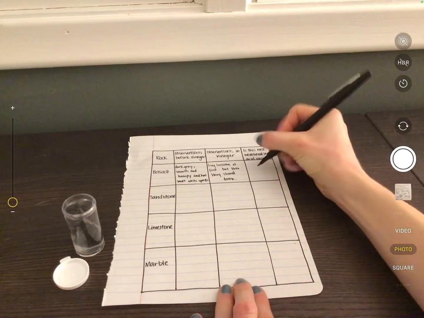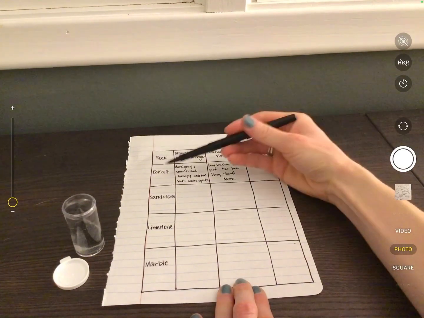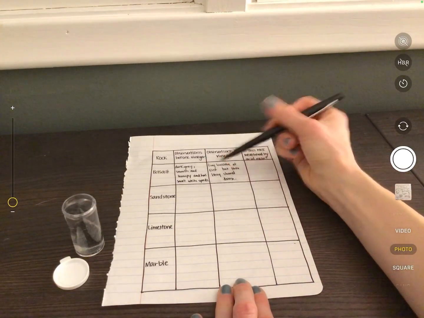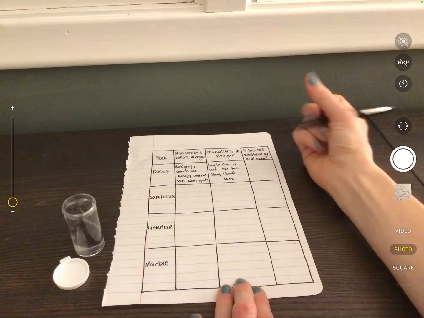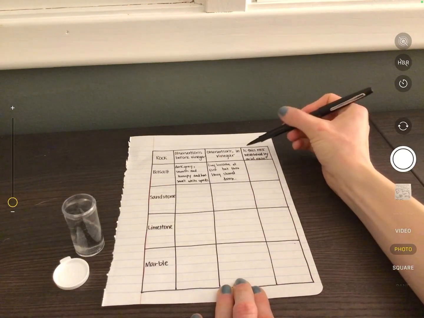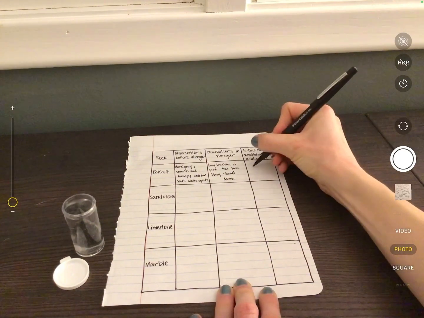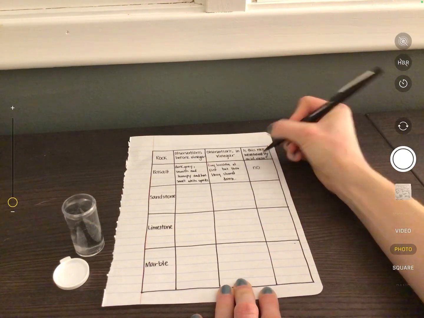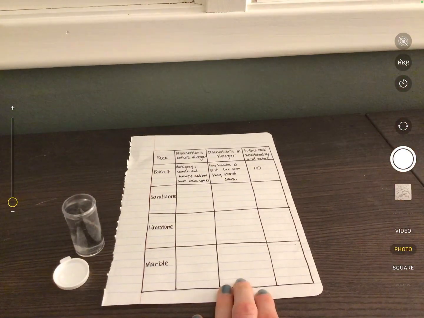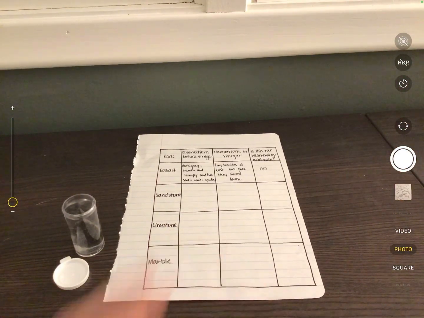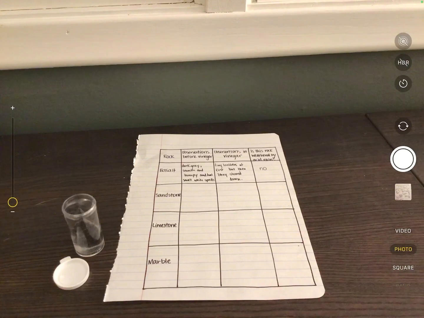I don't think that there was a chemical reaction happening between basalt and vinegar because the bubbles stopped. So my prediction, is this rock weathered by acid rain? I'm going to guess no. It is not weathered by acid rain. If acid rain falls on basalt, there might be some air bubbles that come out, but I don't think there's a chemical reaction happening.